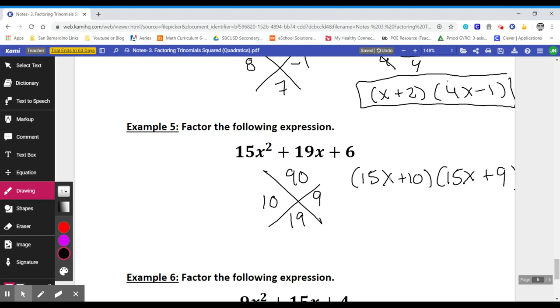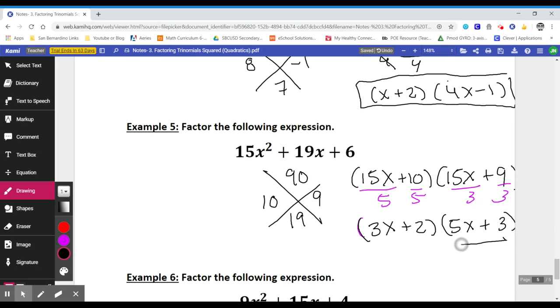Once you have these two, figure out if there's anything that you can divide both by. In this case, I can divide these two by 5. And in this case, I can divide these two by 3. Then try to see if you get the exact answer. When I divide these two by 5, I get 3x plus 2. And when I divide these two by 3, I get 5x plus 3. If you multiply this out, you should get the original problem, which is this right here.